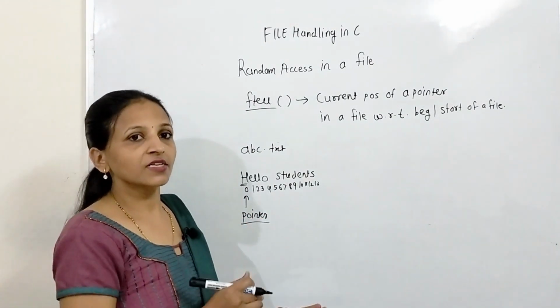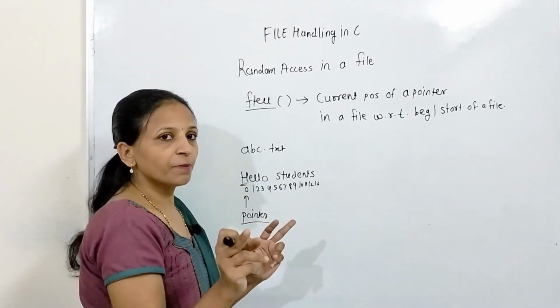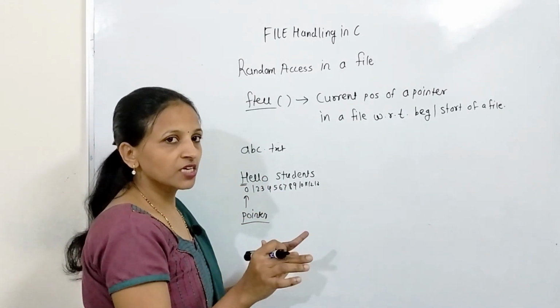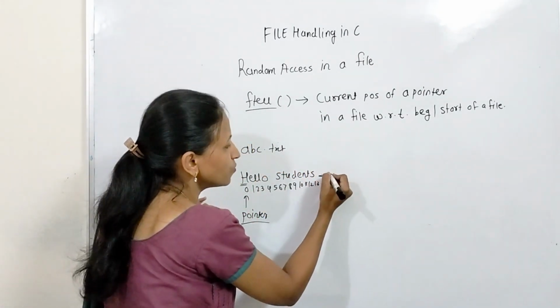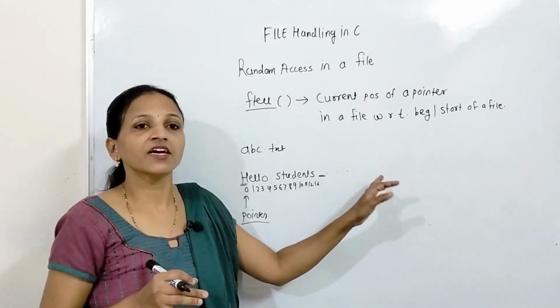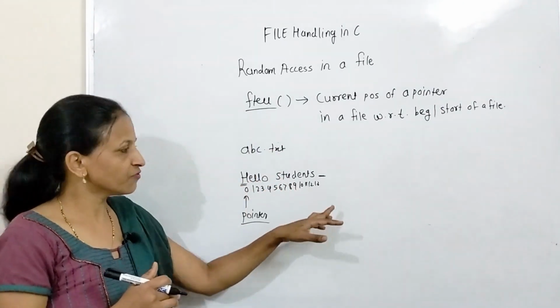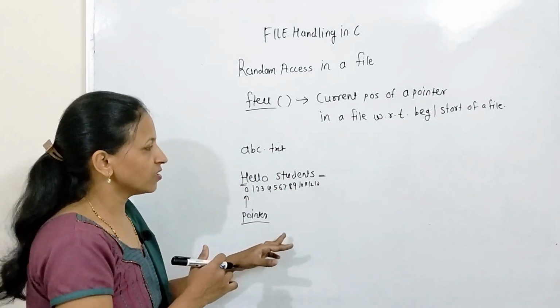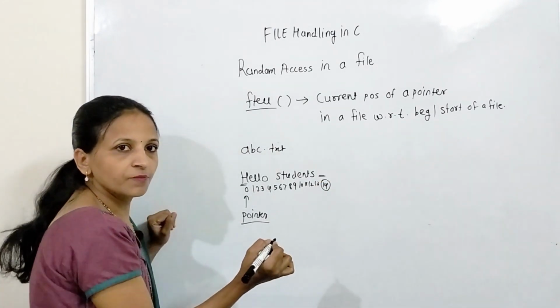Let us say we have opened the file in append mode. Whenever we open any file in append mode, initially that pointer will be at the end, because here you can now attach contents. Appending means adding contents at the end. If you call that ftell function, then it will give you the byte number, like 14. It will return 14.